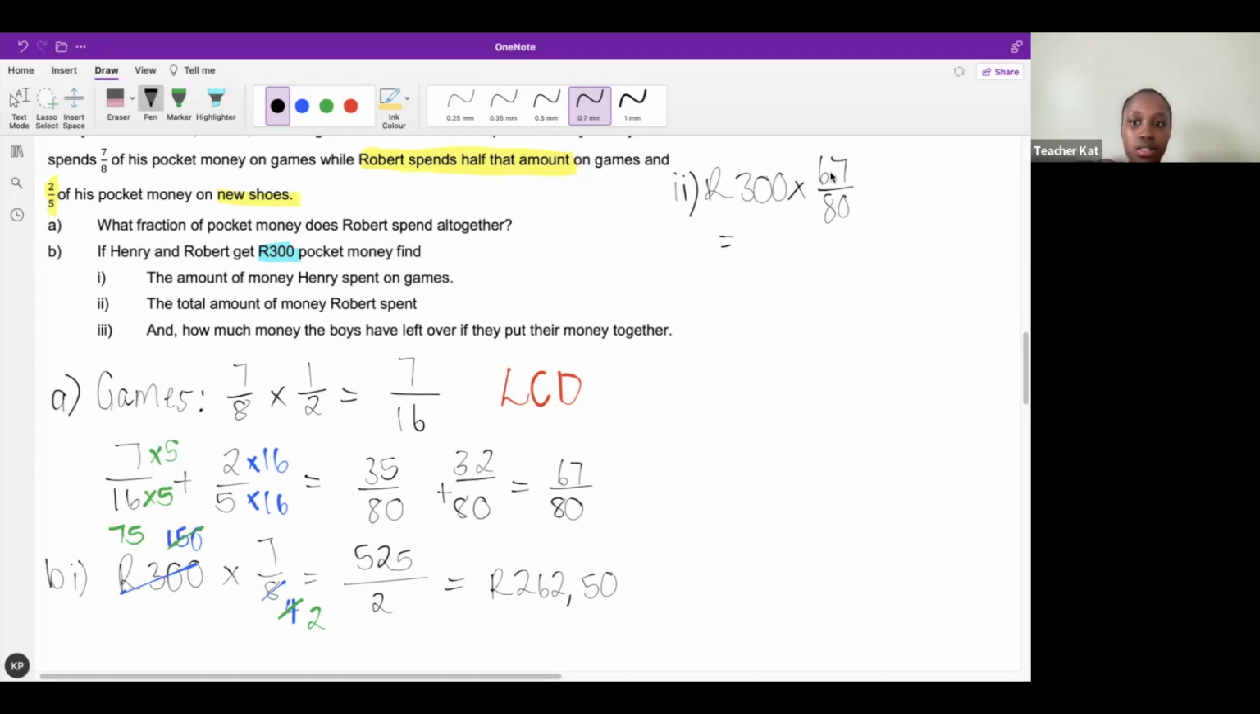Now, if we go on our calculator, what is 67/80 times 300 rand? You can use the fraction key on your calculator. It looks like this. Or you can just straight up divide. You can say 300 times 67 divided by 80, because that's what that line means. It's a division line. So let's find out how much Robert spends. 251 rands and 25 cents.